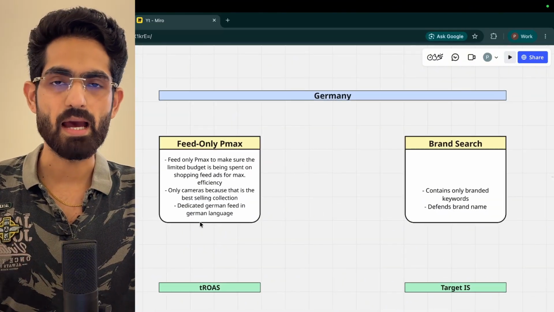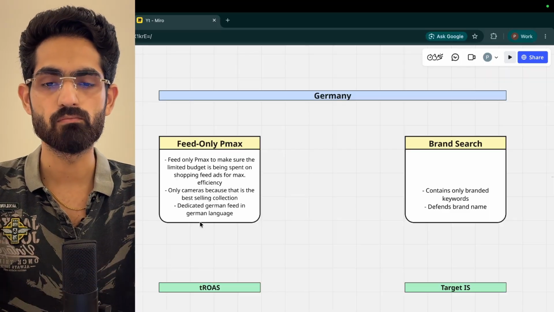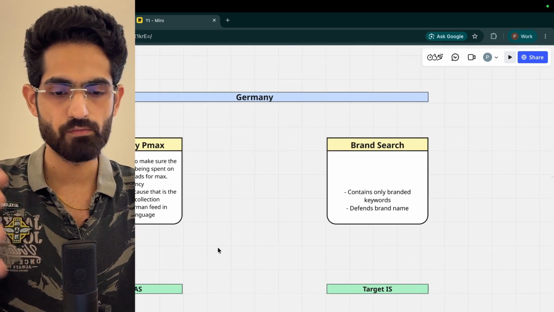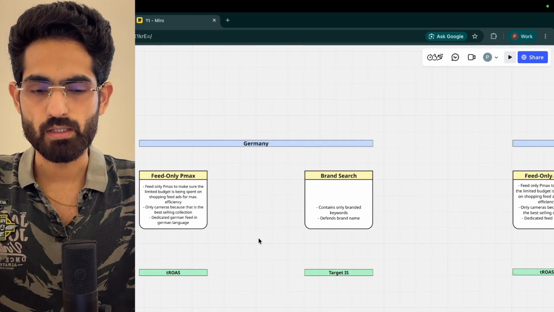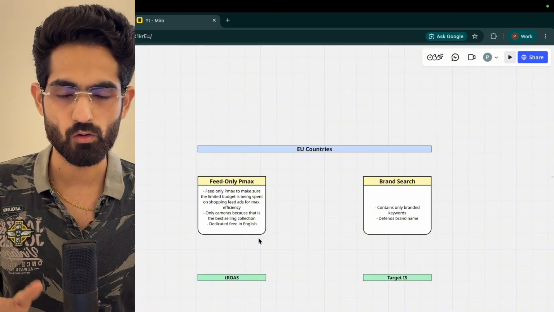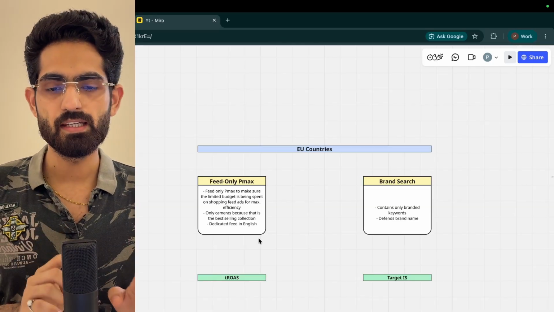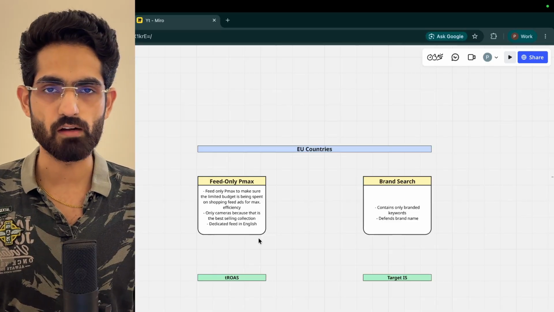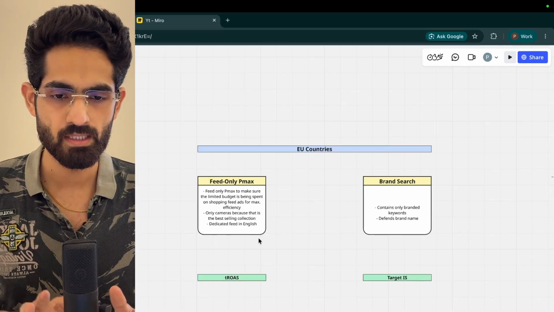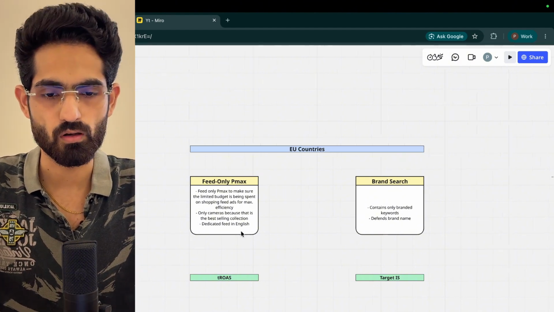And it is also only running cameras because again, it is a limited budget, and we are not expanding it right now. So we want that budget to be more efficient. It is running on a target ROAS, and then we have a similar setup with brand search separately, which is also again running on target impression share. So that is Germany, and then we have EU. So all of the different markets are within these two campaigns. Not all the other countries, but some of the countries in the EU are in these two campaigns. And the feed here is set up in English because these countries have different languages. So it is a little bit inefficient for us to create all of those different feeds and utilize them within a single campaign. So we just have a blanket feed which is in the English language, and that is what we have for the rest of the countries.